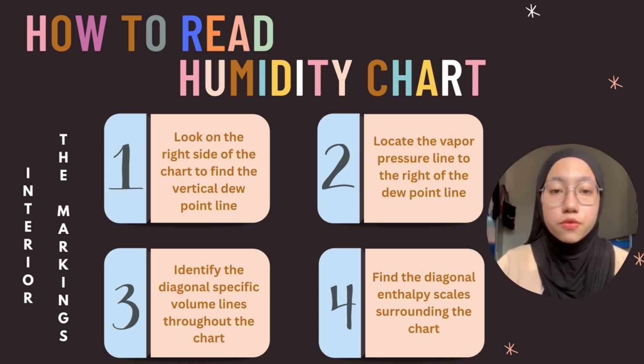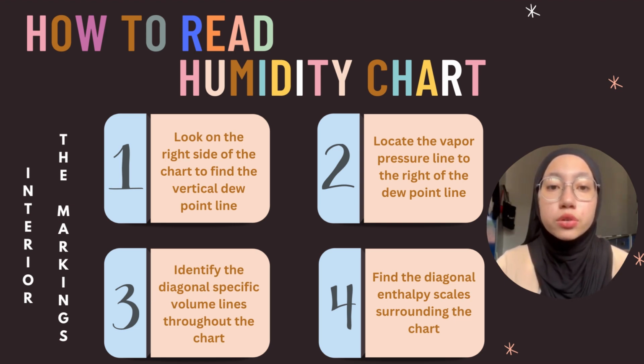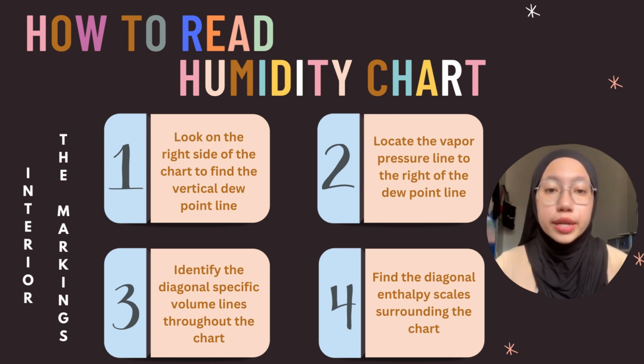Okay, next, for the interior markings, first look on the right side of the chart to find the vertical dew point lines. Just to the right of the y-axis, find the line with the dew point measurement in degrees Fahrenheit or Celsius. If you're having trouble seeing the lines on the chart, use a ruler to align the hash marks with the line on the chart. Since the lines for dew point remain constant and flat throughout the chart, the dew point does not change according to the dry bulb temperature.